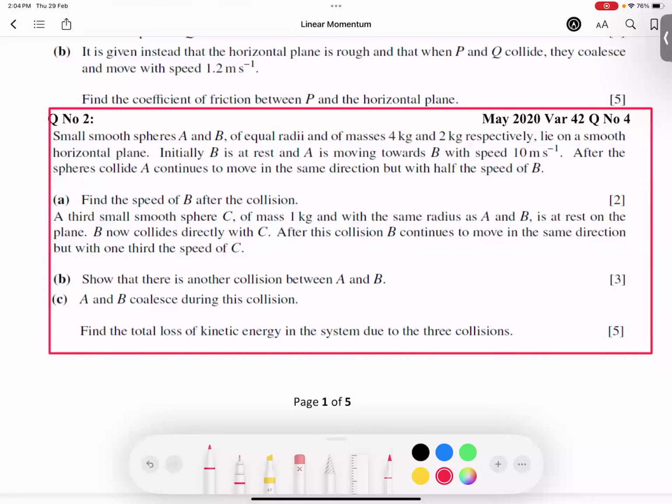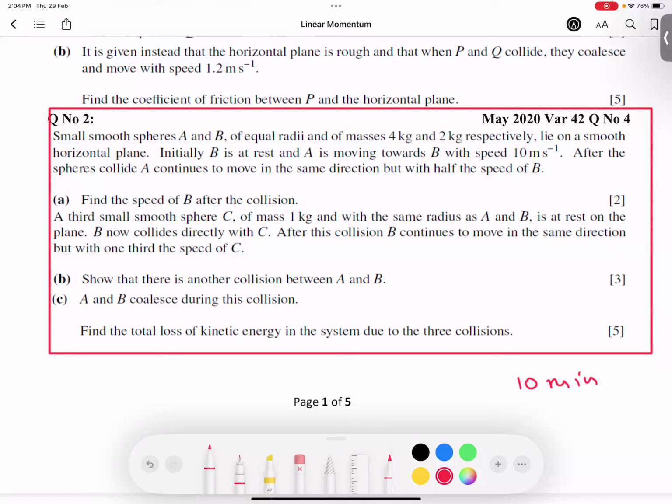Bismillah ar-Rahman ar-Rahim. This is the fourth class on the topic of linear momentum, and the last class on it. This is a question from June 2020, variant 42. All of you, please take some time. This is a 10-mark question, so I'll give you 10 minutes for this question. Try this question first yourself, okay?